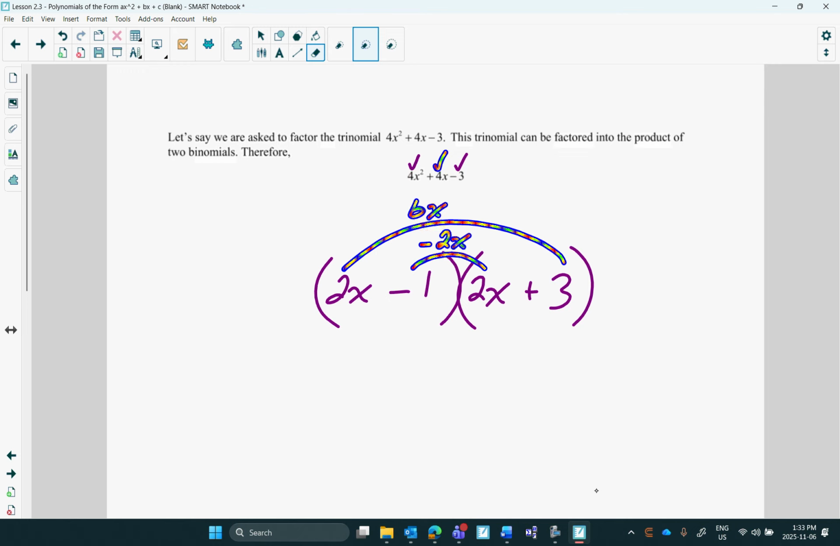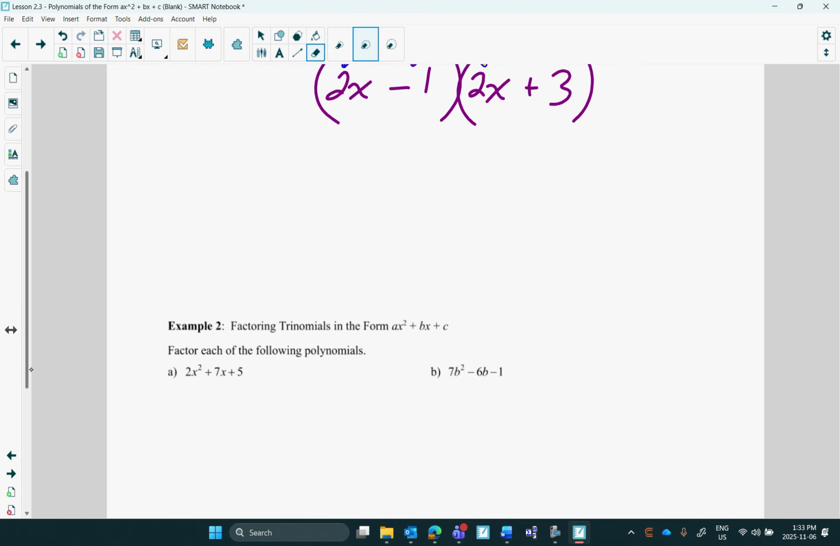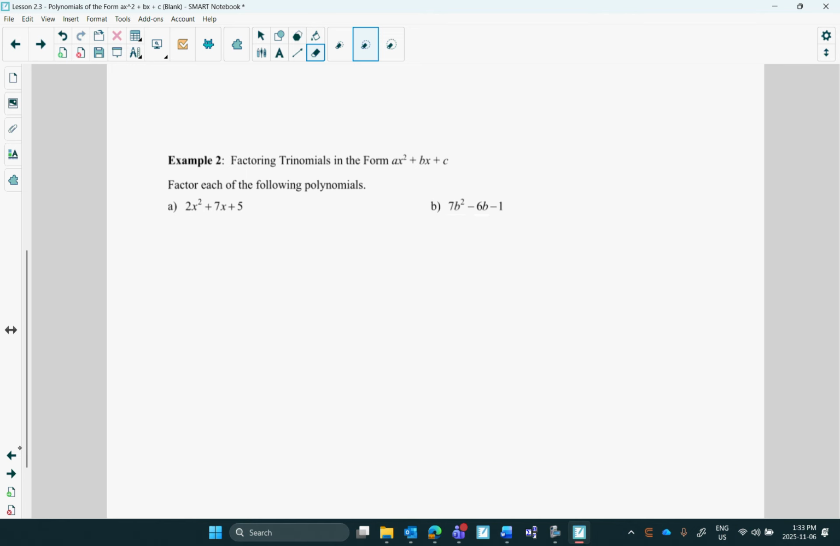Okay, let's try another one. Because like I said, the best thing to do is with practice. We'll do A together. You guys will do B. When I see a trinomial, I'm going to write 2 sets of parentheses, automatic. What 2 expressions multiply to get 2x squared? There's only one choice. X and 2x. I always like to write the 2x first.